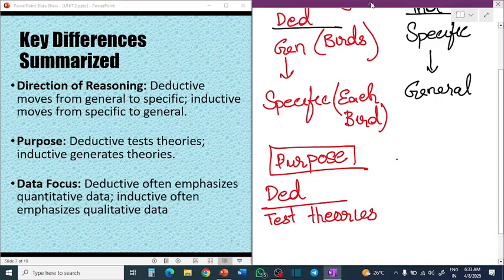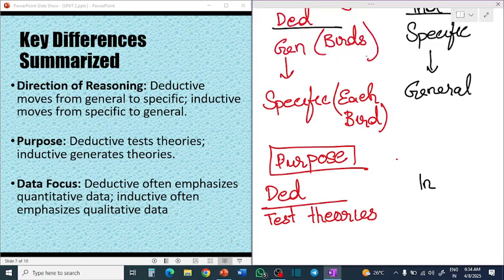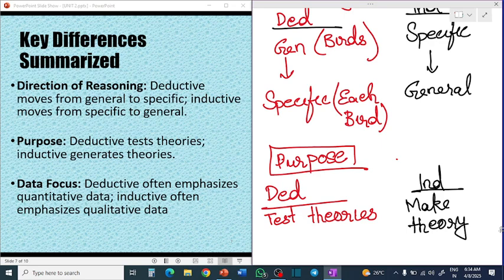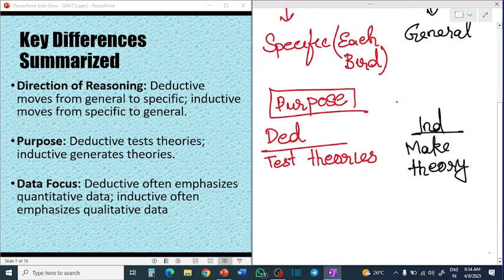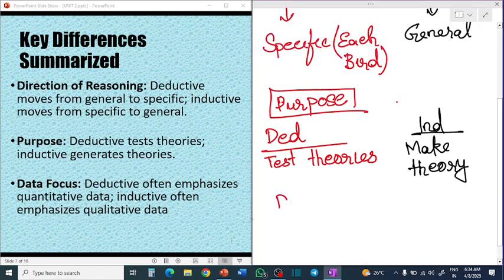And when we talk about inductive, we make theories. Like we have developed the theory that all cats like milk. What is the third one? The third one is data focus. How do we collect the data?